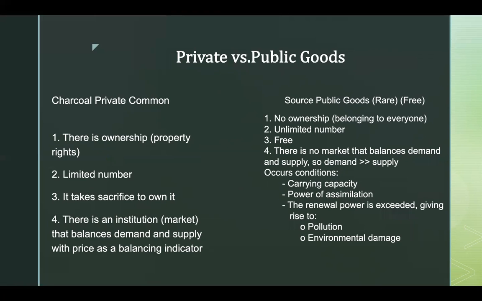Okay, so what about the differences or the characteristics of private versus public goods? Here I give you several examples. For private goods, commonly there is ownership, property rights, limited numbers, it takes sacrifice to own it, and there is an institution or market that balances demand and supply with price as a balancing indicator. But for public goods, there are no owners because they belong to everyone, and the number is unlimited, like the air and parks. Yeah, free. There are no markets that balance demand and supply.